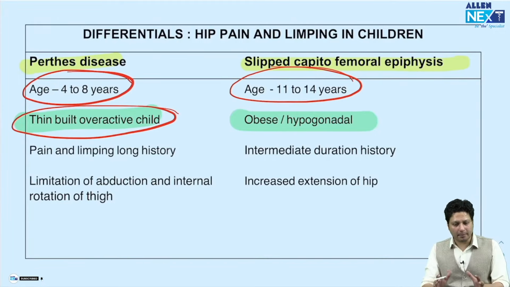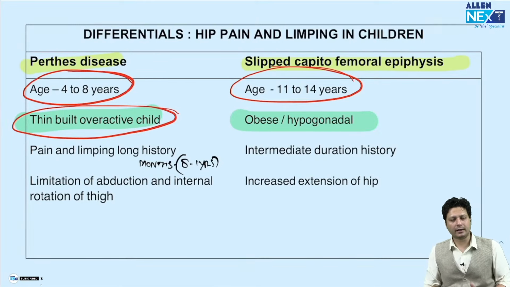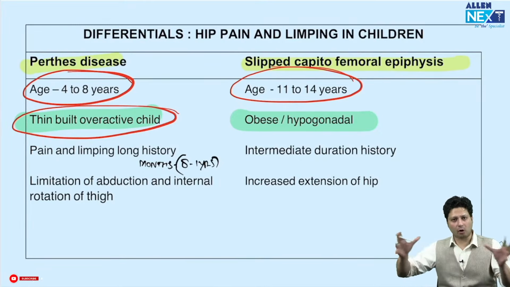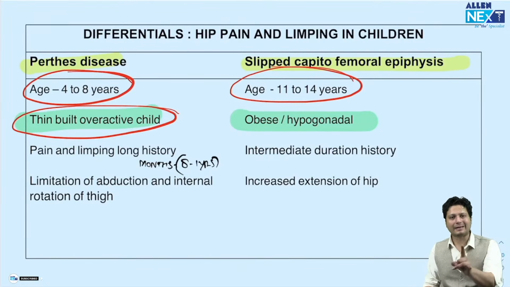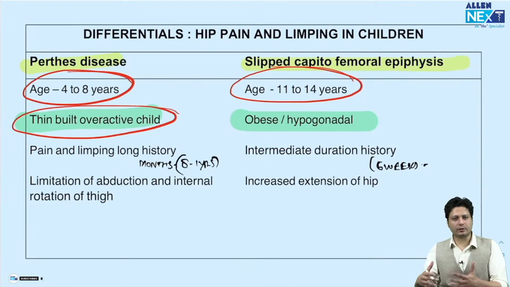Now, pain and limping in Perthes is a long history. Long history means several months, around 8 months to 1 year. This is the long history which will be provided to you. But in case of SCFE, it is going to be a history in weeks, like 6 weeks.